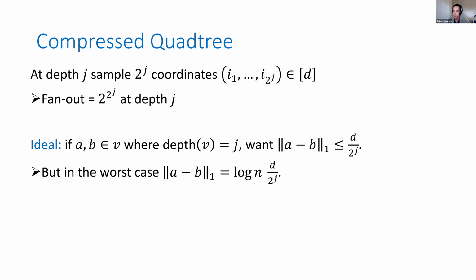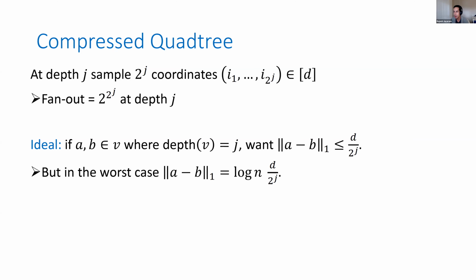But what is the worst case? Unfortunately, in the worst case, you can have 2 points which are together at depth j, but their distance is a log n factor larger than what we hoped: it's log n times d over 2 to the j. So this is a worst case bound which can occur in the quadtree, despite the fact that we want them to be split. Raj, is it a worst case, like with high probability? Yes, with high probability. It's easy to see this because at this point I'm going to sample 2 to the j coordinates, and so I expect to see at least log n coordinates where A and B differ. So with high probability, I'll see at least 1 and then split them.